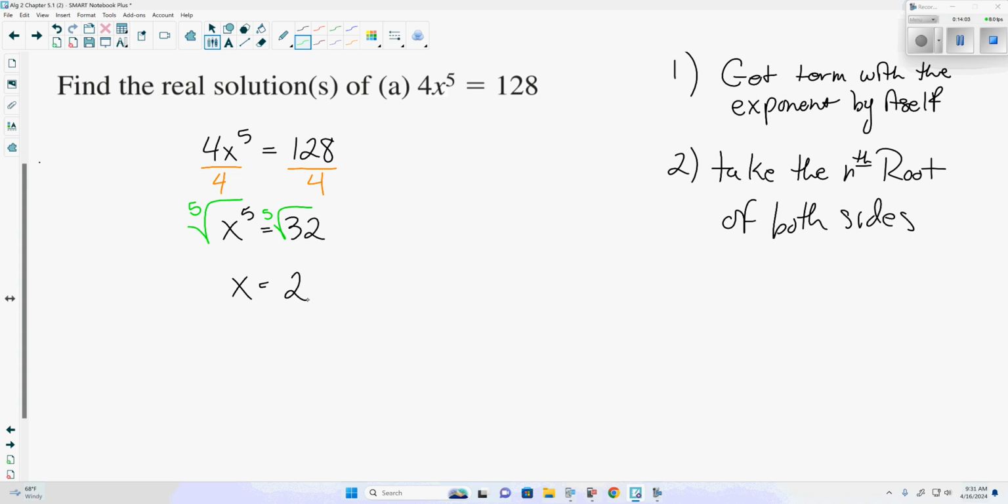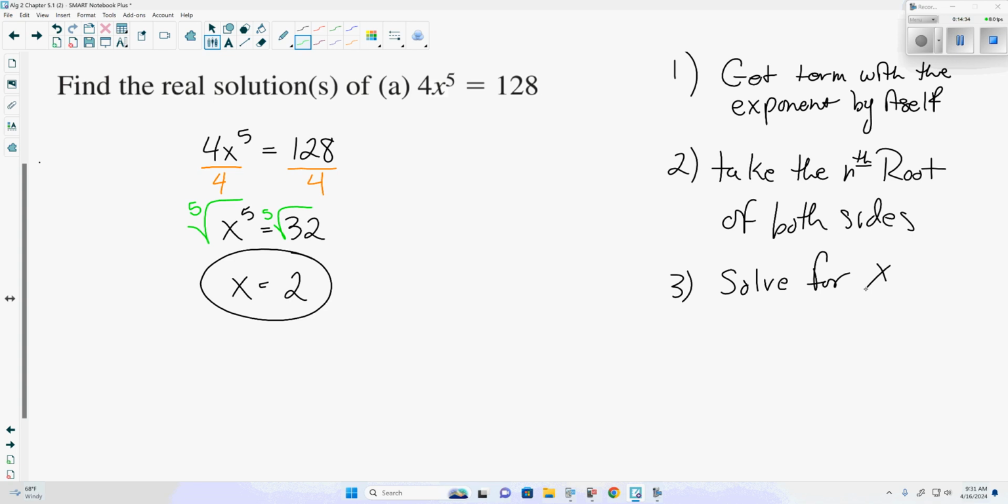But here, since it's odd, we only have one, and it does work out. Now, we will have a step 3 in some cases. Here we don't. Our step 3 is solve for x. Really, it's solve for the variable. The variable's not always going to be x. But we just need to solve for that variable. Here, we took the 5th root of both sides. X is 2. We are done.